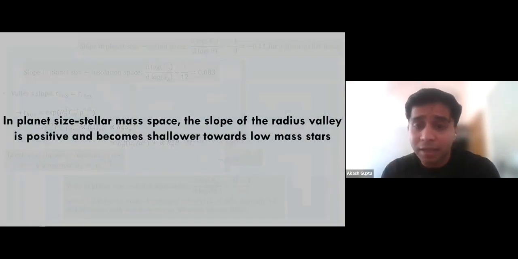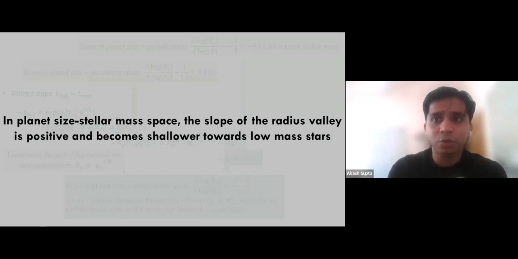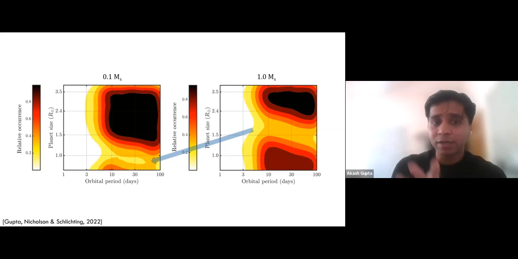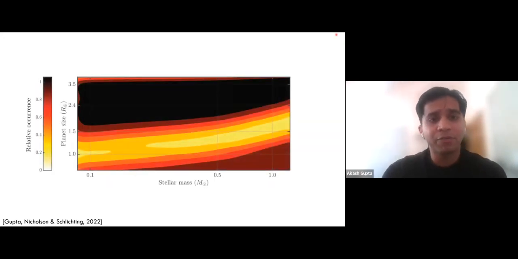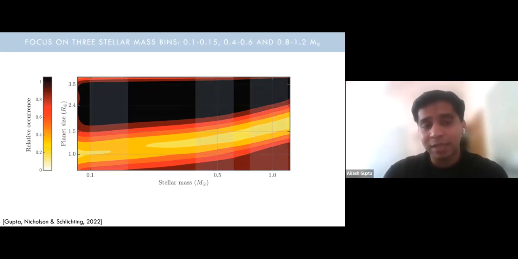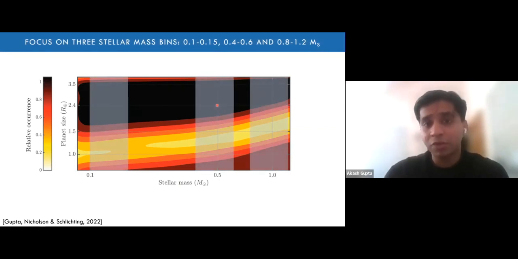In other words, this is telling us that in the planet-size stellar mass space, the slope of the radius valley is positive and becomes shallower towards lower mass stars. You might have already noted this when I was showing you this plot, but it should be more apparent here, where I'm showing you how the planet size distribution changes in the planet size stellar mass space. A lot is happening here though, so let us break this down and just focus on these 3 stellar mass bins, one around 0.1 solar masses, 0.5 solar masses, and 1 solar mass.